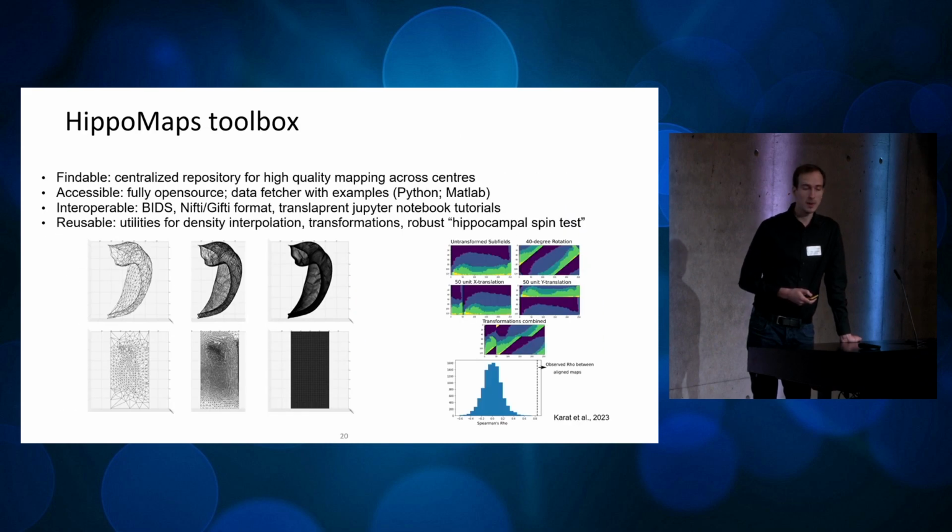With that, I'll just maybe make a comment about the tools that we're developing here. So we're following these FAIR principles. If you're interested, you can follow this project on GitHub. And on the left, I'm just showing hippocampi with different spatial scaling. And on the right, this robust hippocampal spin test equivalent to the spin test we do in the neocortex.